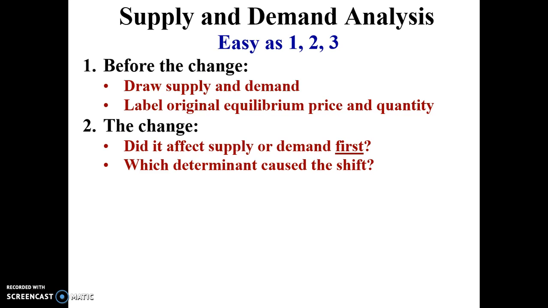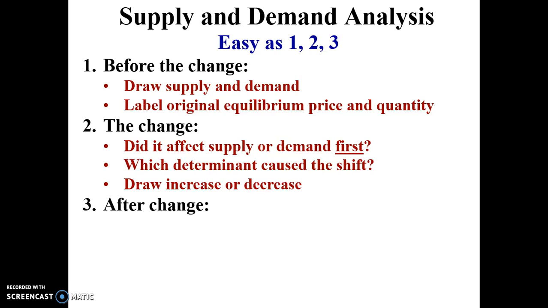So remember, for demand, it's MERIT. That's the acronym for remembering the 5 determinants of demand, or C-TIGER is what I like to use for supply. Then you're going to draw the increase or the decrease. Maybe there's an increase in demand or a decrease in demand, or an increase in supply or a decrease in supply.